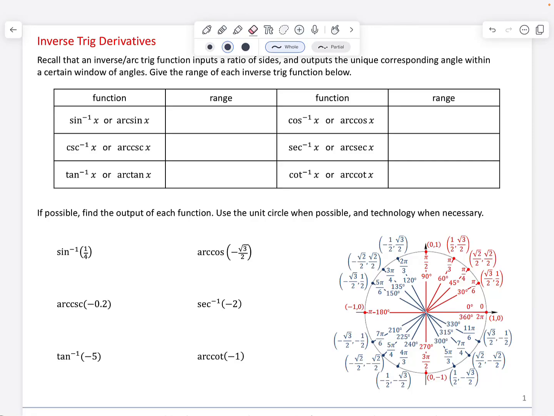Greetings, calculus students. This lecture will be on the inverse trig function derivatives. This first page is a review of what inverse trigonometry is.